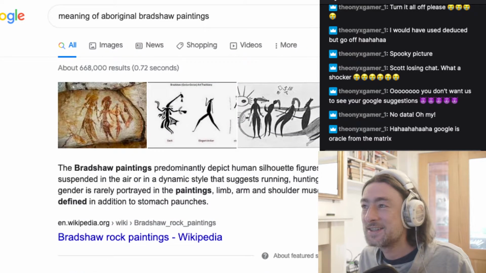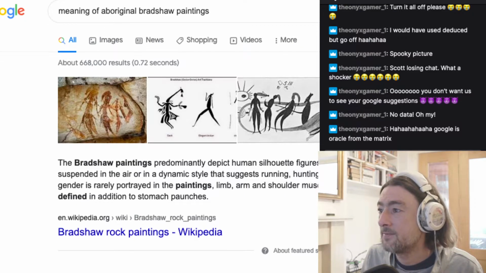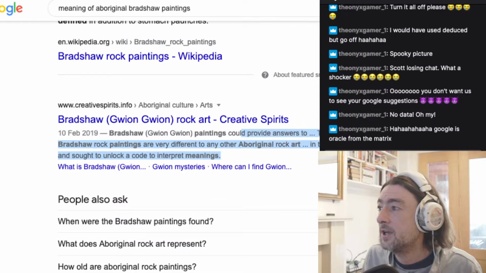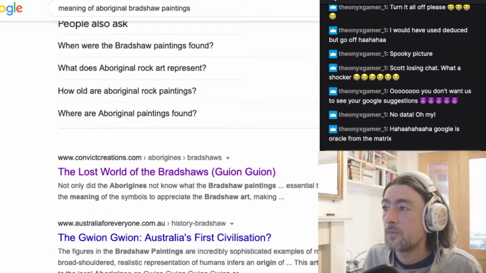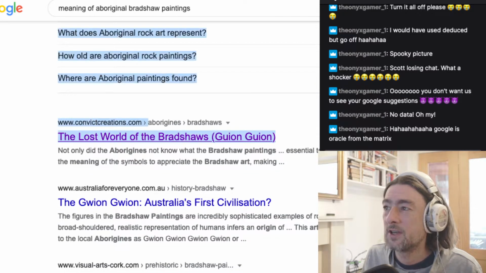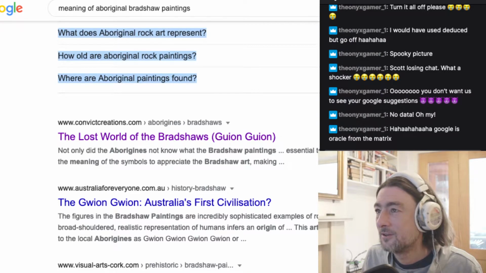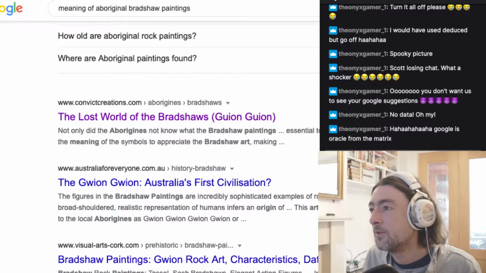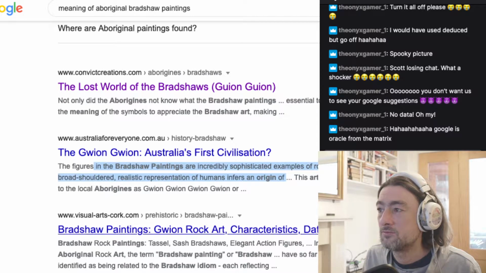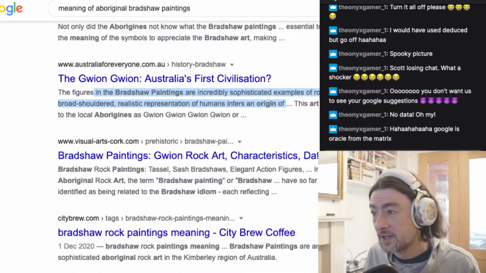So the meaning of Aboriginal Bradshaw paintings. Are we going to find out the meaning? We've got Creative Spirits, we'll have a look at that in a minute. And we've got that other website I looked at earlier. It's called Convict Creations. It's a bit of a silly name. Australia for Everyone. Some conversations about these Bradshaw paintings. So we'll have a look.